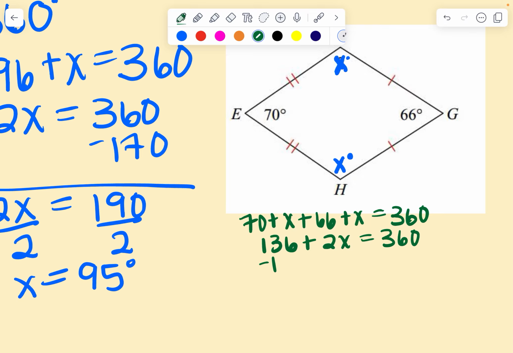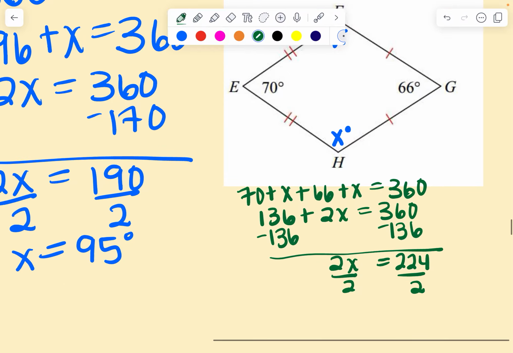equals 360. Take away 136 from both sides, and I'll get that 2x is 224. And then dividing both sides by 2, we would get that x is 112 degrees.